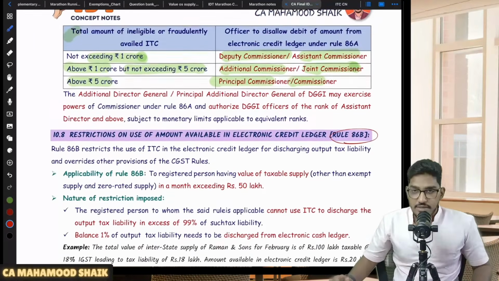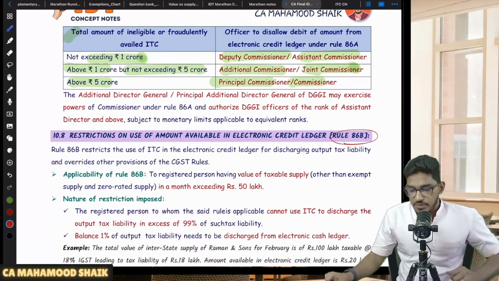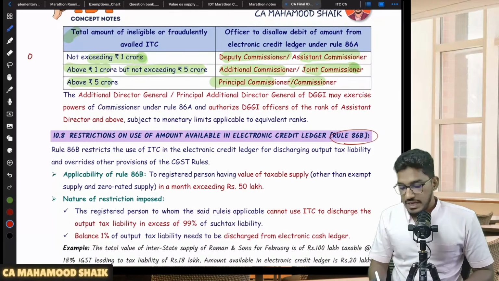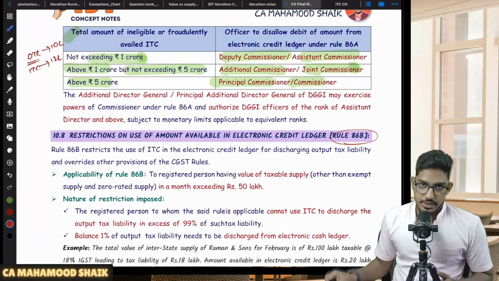So what is this rule 86B? See, as a prudent businessman, you will make an outward supply. You will have your output tax liability. Let us say you have 10 lakh rupees of output tax liability. Now you have input tax credit. Let us say you have 12 lakh rupees of input tax credit.